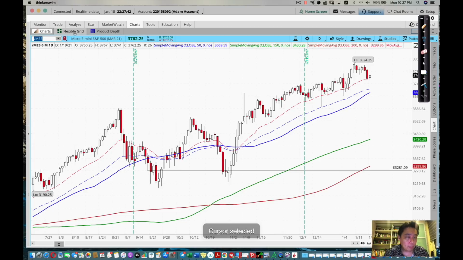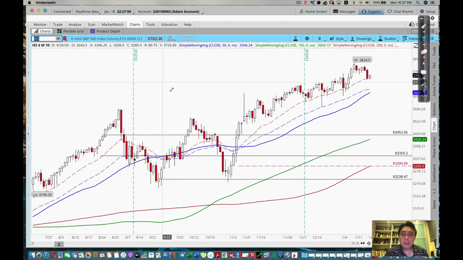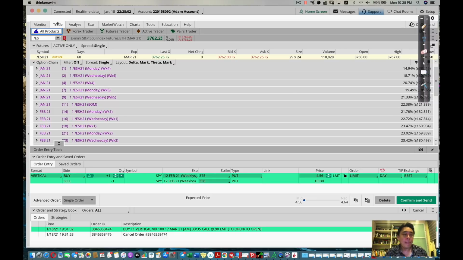Now, let's imagine that right now the futures are going on a downtrend. So I want to take a short position. I want to buy a bear put spread, so if it keeps going down, I'm going to make money. What do I do? I open up the trade tab, and I have to choose the date to expiration as usual.